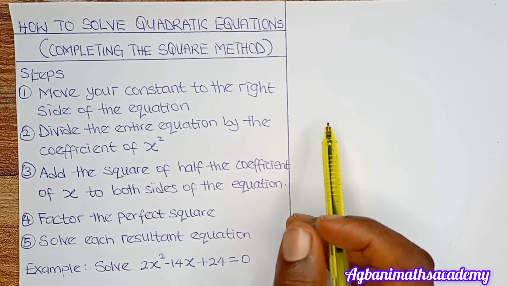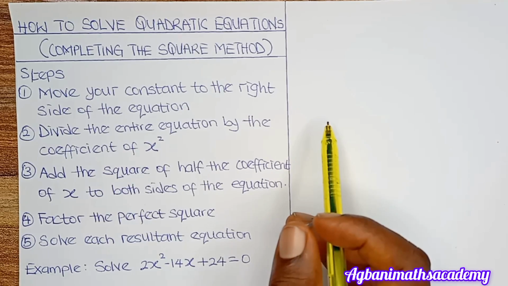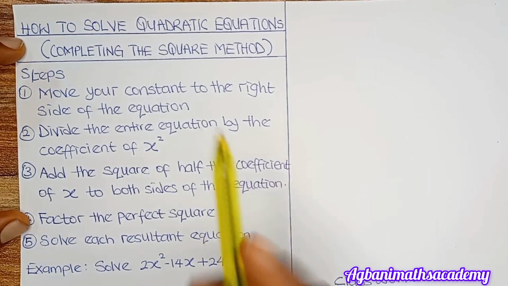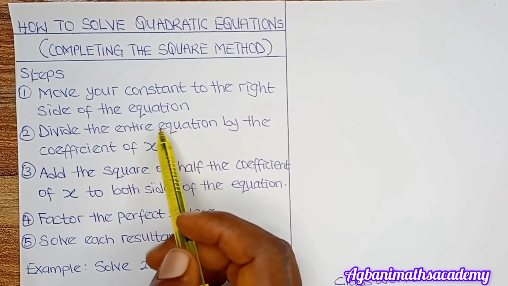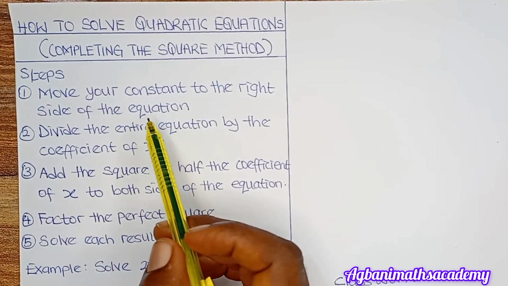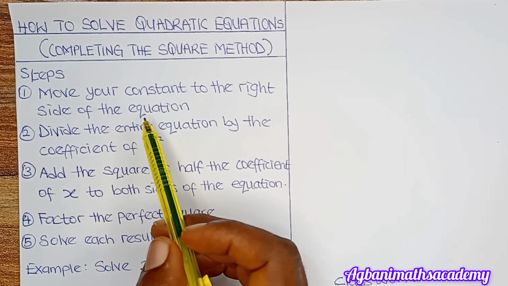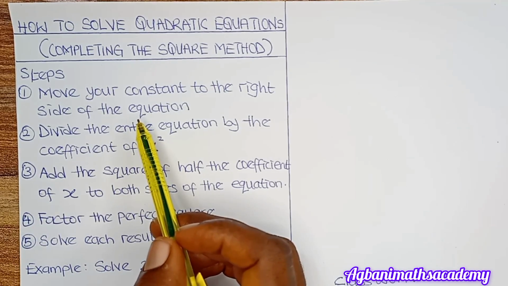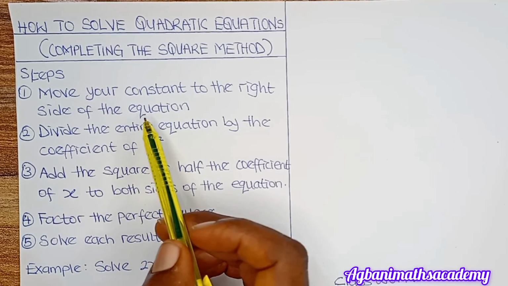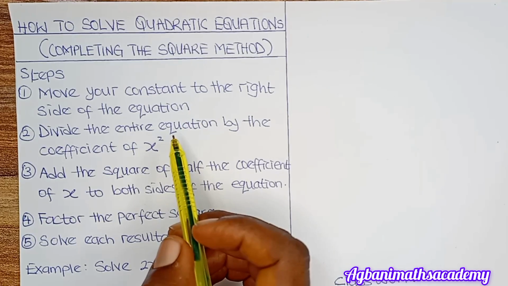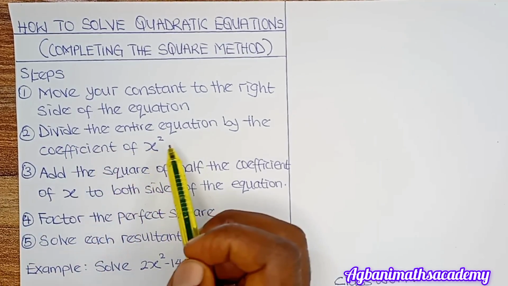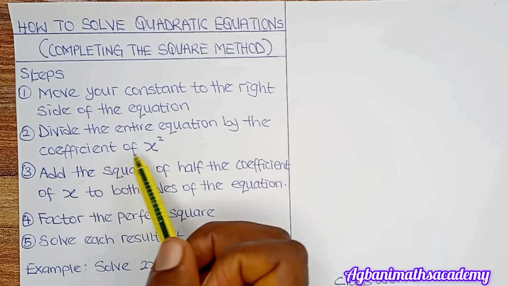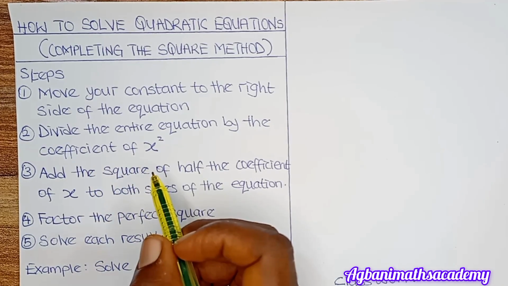So let's look at the steps that are needed in solving quadratic equations using the completing the square method. The first step is move your constant to the right side of the equation. This is one of the differences between the factoring method and the completing the square method. In the completing the square method, unlike the factoring method, you have to move the constant to the right side of the equation. The next thing you're expected to do is divide the entire equation by the coefficient of x squared. The only time you don't do this is when the coefficient of x squared is 1.